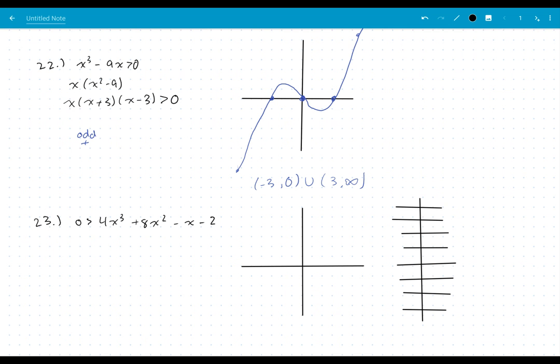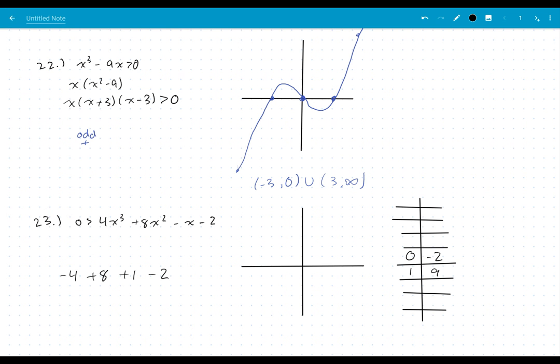What happens when we put 0 in? Well, if we plug in 0, we're going to get -2. Okay. And then what happens when we plug in 1? Well, we get 4 plus 8 minus 1 minus 2. If we get that, then this is going to be 9, right? So we know there's a 0 between 0 and 1. And then we can plug in -1, and we'll get -4 plus 8 plus 1 minus 2.